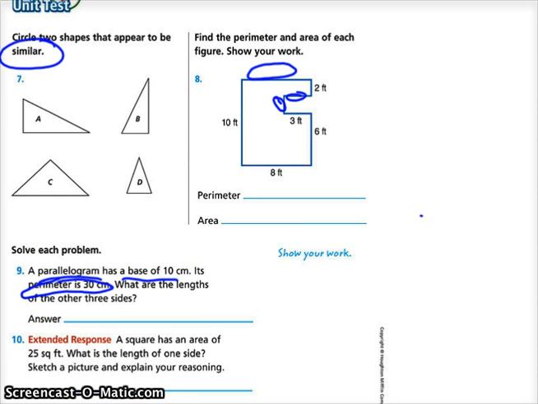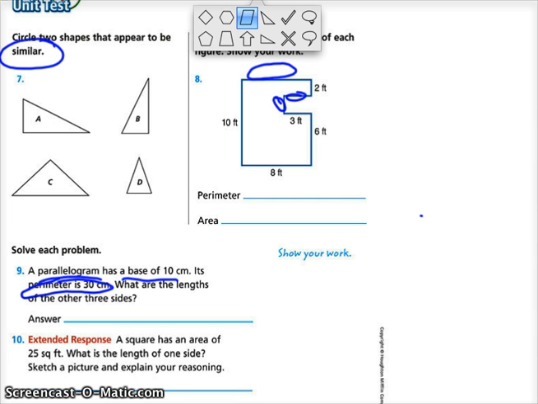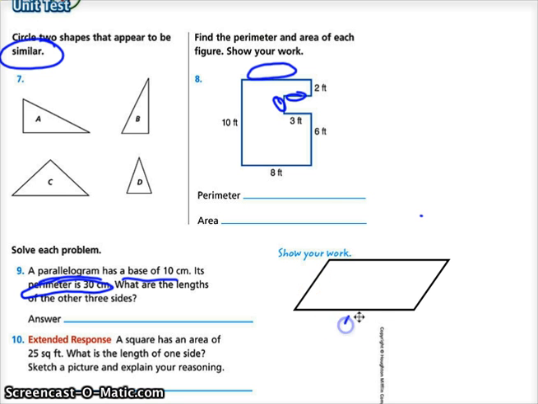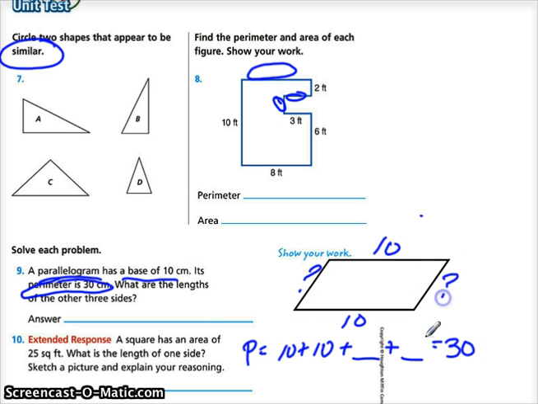So if I have a parallelogram and I know the base is 10, that means this side is 10. So I know that 10 plus 10 plus the slant equals 30 because that's the perimeter. It wants to know what are these sides.